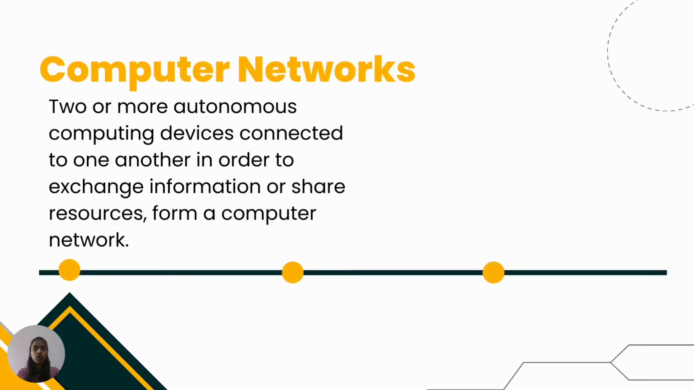So first of all, what a computer network is. It is basically a combination of two or more autonomous computing devices. Autonomous means that they are independent and are self-decision making devices. So two or more autonomous computing devices connected to one another in order to exchange information or share resources form a computer network.